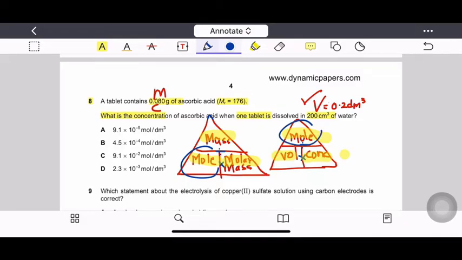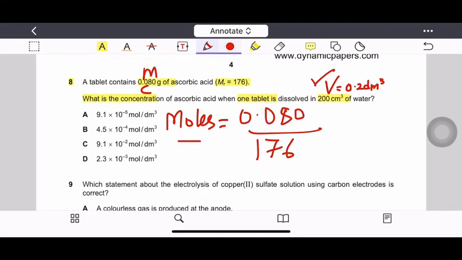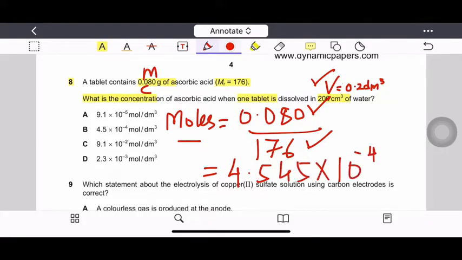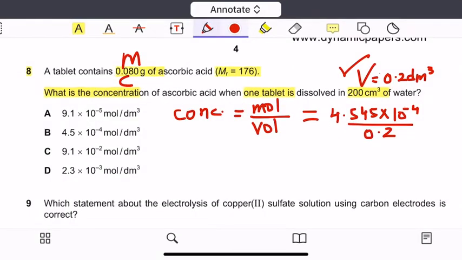First we will calculate number of moles. How? To calculate number of moles, mass divided by molar mass equal to 4.545 times 10 raised to the power minus 4. To calculate concentration, equal to moles divided by volume, number of moles divided by volume. So correct answer is option D.